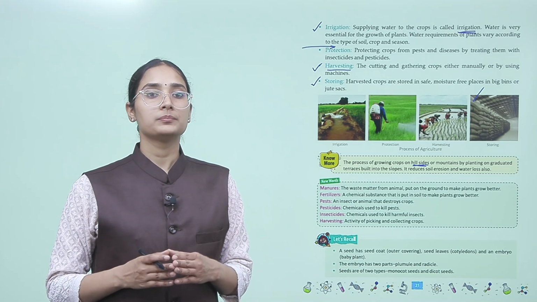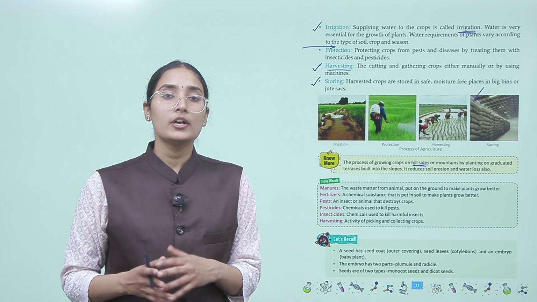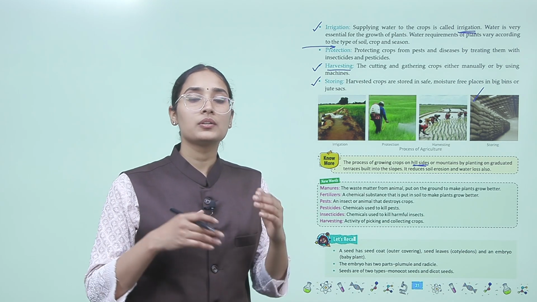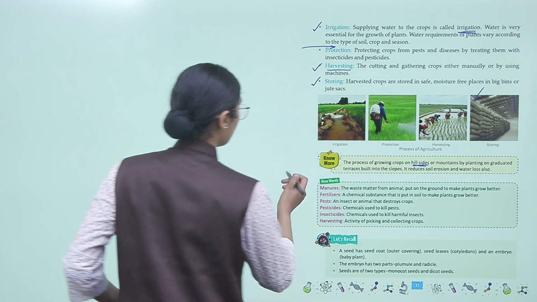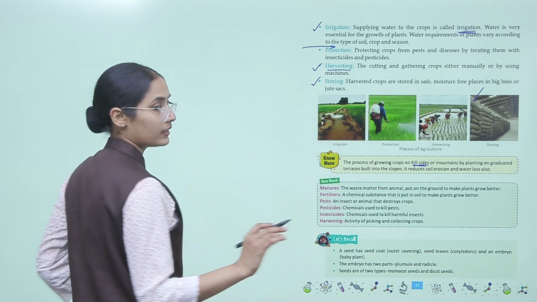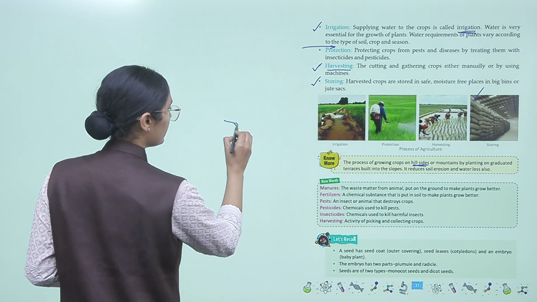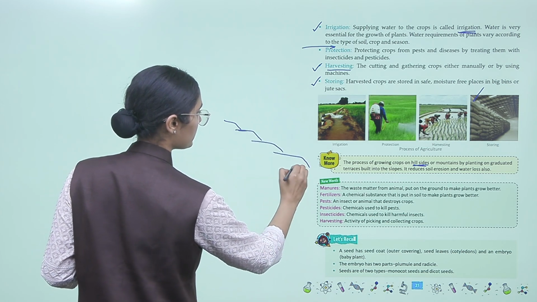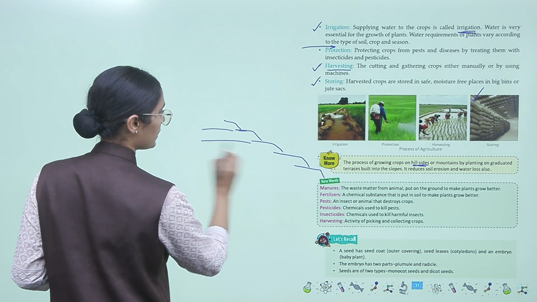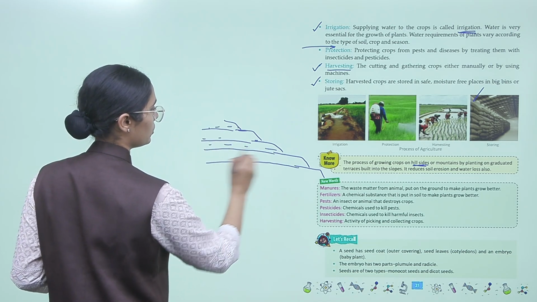Now, the process of growing crops on hillsides or mountains by planting on graduated terraces built into slopes reduces soil erosion and water loss also. You must have seen that in mountain areas or hilly areas, there is a different method in which the crops are grown. What is that method? It is grown in a stepwise manner, and here the crops are grown.